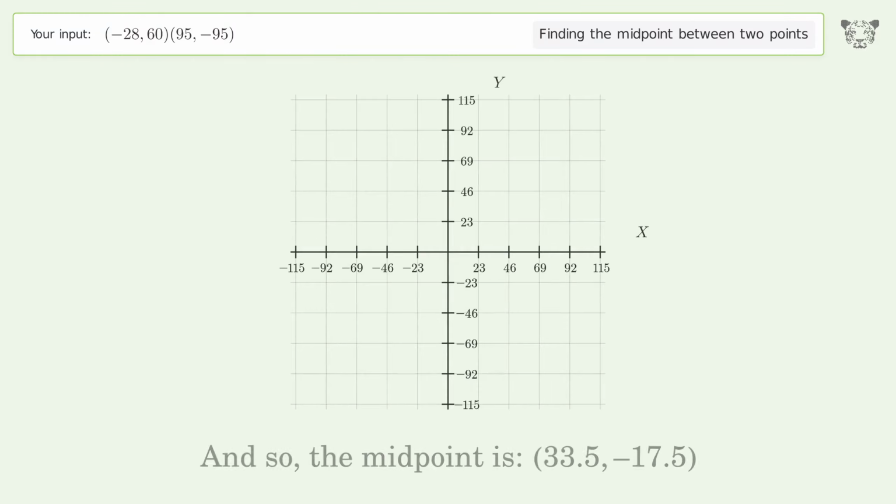And so, the midpoint is 33.5, negative 17.5.